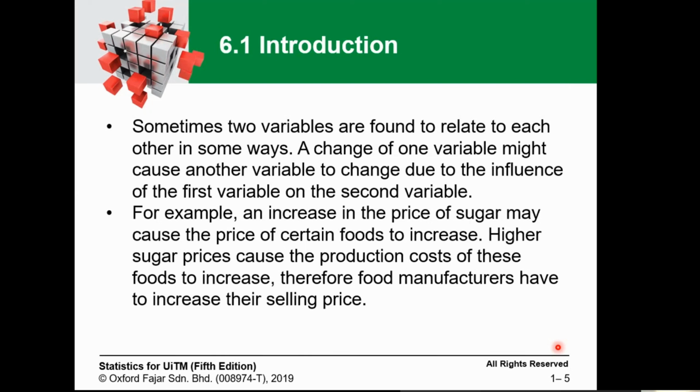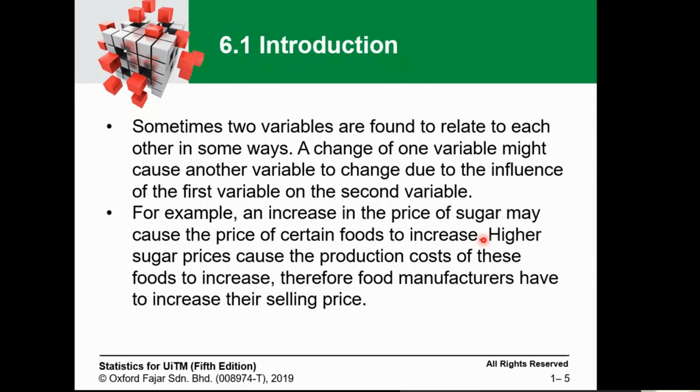As we mentioned, correlation means two variables are related to each other, which means that the movement of one variable is going to affect the movement of the other variable. For example, an increase in the price of sugar may cause the price of certain foods to increase. All of us know that a drink like Teh Tarik, for example, has sugar as a main component. So when the price of sugar increases by a very high percentage, the price of the drink is going to increase. Also maybe the price of jam is going to increase because the price of sugar increased. This is one example of correlation between two variables.